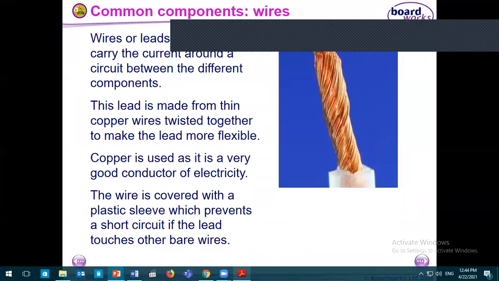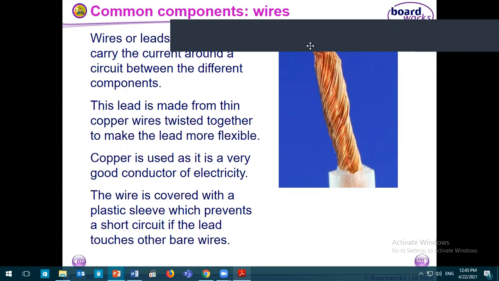We learned about static electricity, the one that builds up on objects. Remember that? Yes. And we had current electricity. Did I say static or series electricity? I just said series. You said series. I meant static electricity. So we have two types of electricity: static electricity and current electricity.